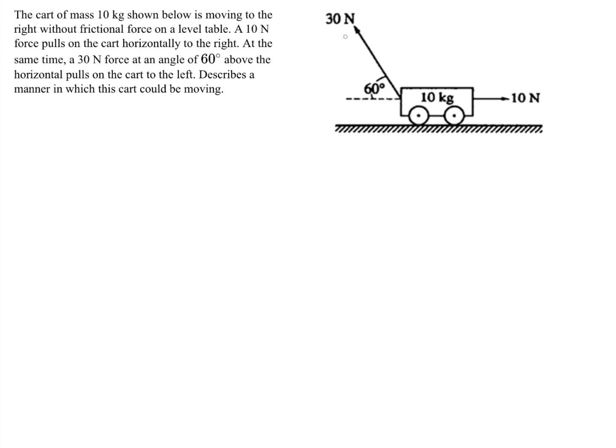This force to the left is going to oppose the 10 Newton force to the right. So we can figure out the force to the left first, and you use more trigonometry here. It's just 30 times the cosine of 60 degrees, since the horizontal component is adjacent to the hypotenuse. This is simply 30 times 1/2, which is equal to 15 newtons.